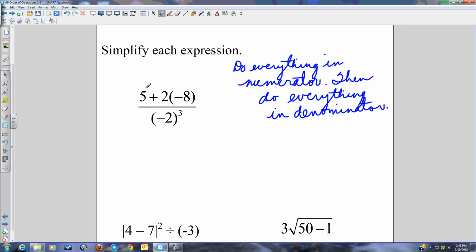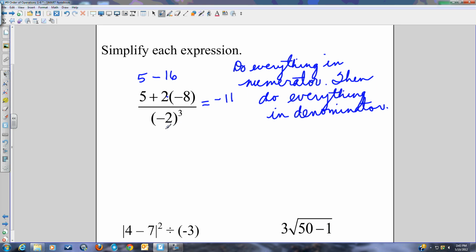So let's look at the numerator. We have addition and multiplication, 2 times negative 8 here. Do the multiplication first. I'm going to just write this up above. So we have 5, and 2 times negative 8 is negative 16. You can write that as just 5 minus 16 if you want, or you can write it as 5 plus negative 16. It doesn't really matter. Well, 5 minus 16 gives you negative 11. So there's our numerator simplified.